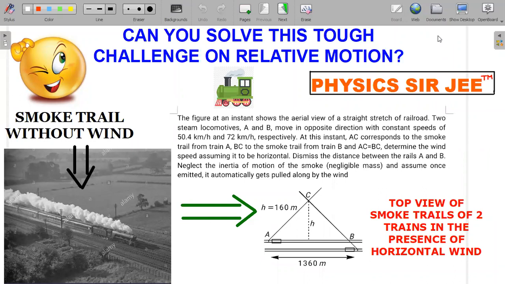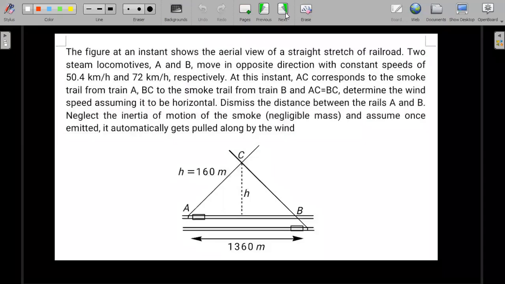Today I'm going to present to you a tough challenge on relative motion concept. This question has appeared in one of the past school Olympiads. So the question is about tracking the smoke trail coming out of a train which is moving in the presence of a wind. Okay, so this is the formal wording of the question.